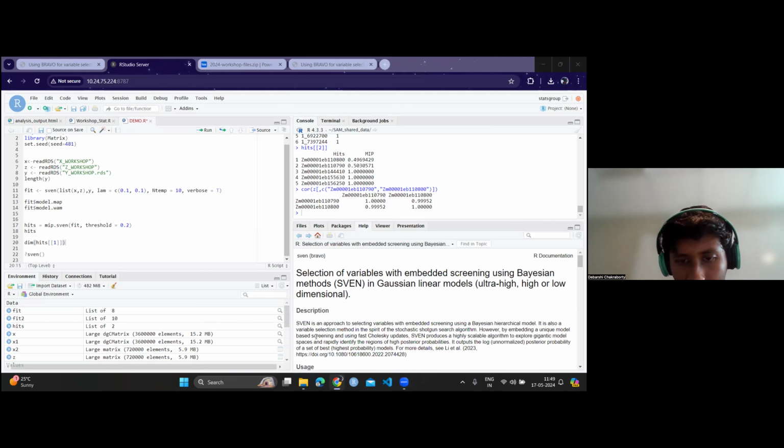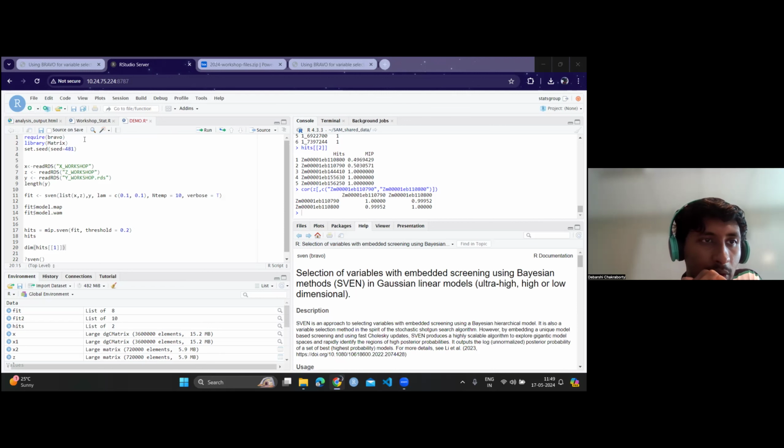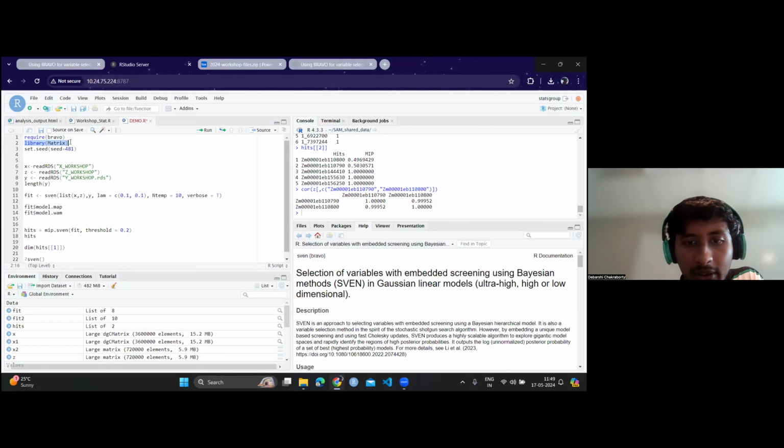Let me stop sharing. So after installing the package Matrix, you have to call that package in your R session, like library(Matrix). Installing is not enough. You have to call it, saying I want this package running in my session. So have you done that? Have you called the library? If you have not, just call the library once and then try it.